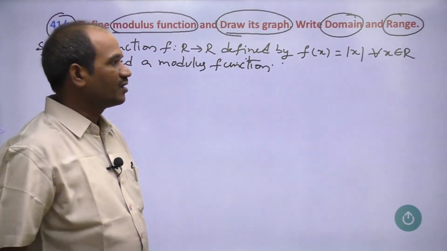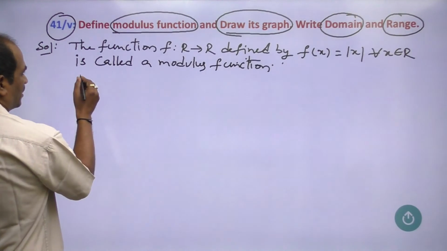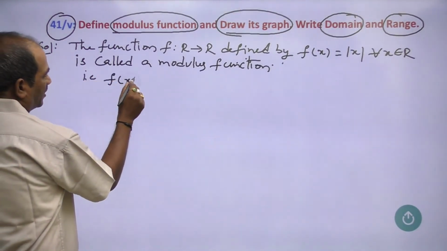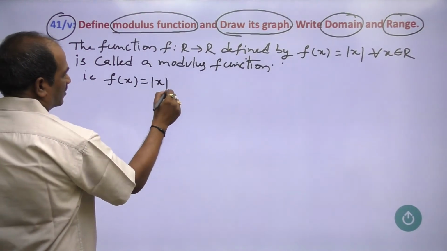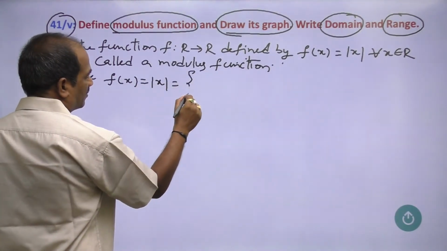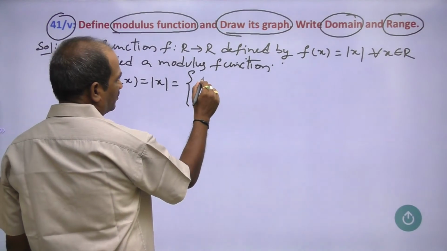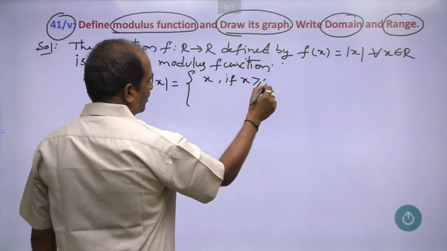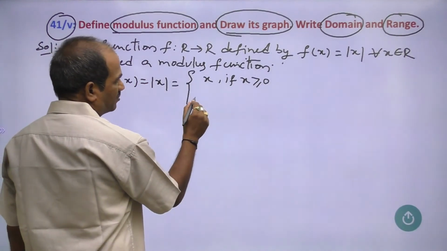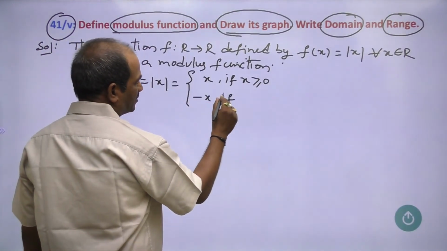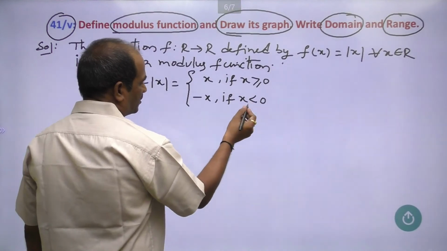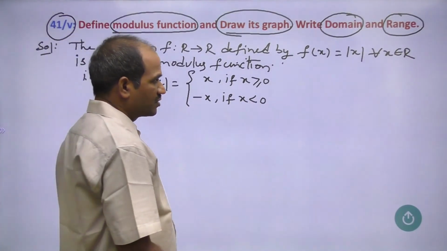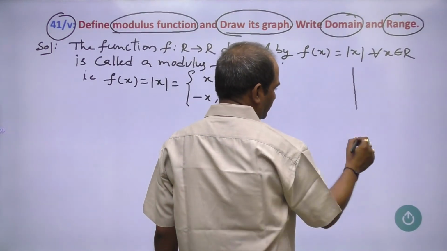Next, in this function, f of x is equal to mod x. Mod x is equal to x if x is greater than or equal to 0. Next, mod x is equal to minus x if x is less than 0, so the mod x value is minus x. See here in this diagram.